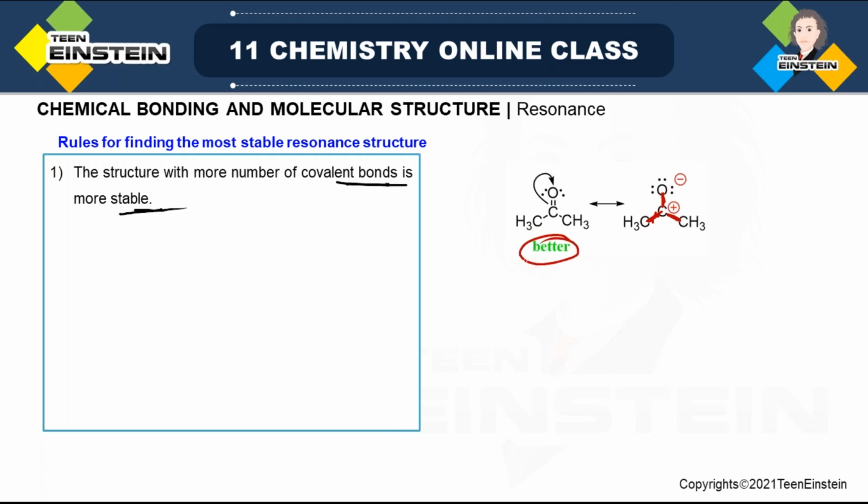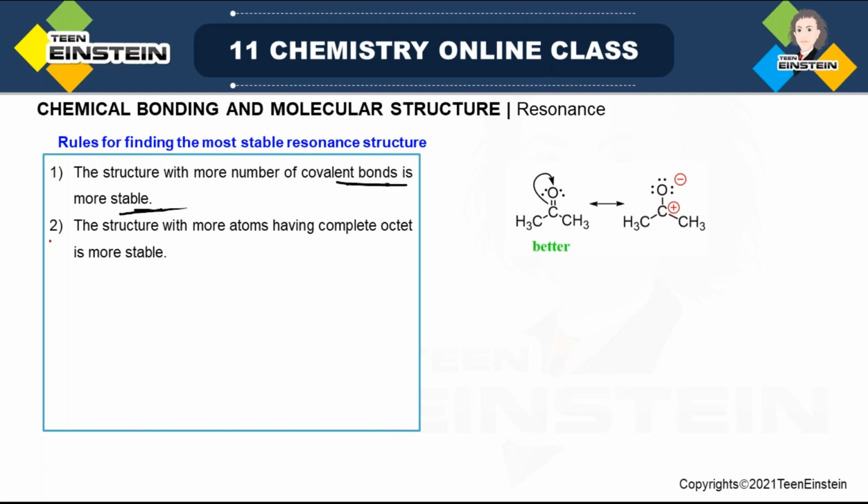So that is why this structure is better, more contributing. Next point, the structure with more atoms having complete octet is more stable. Now these two rules, 1 and 2, are not actually separate, though we have written them separately. You will see that when maximum covalent bonds are present, mostly in those molecules all the atoms have their octet complete. Just take this example that we have just seen here.